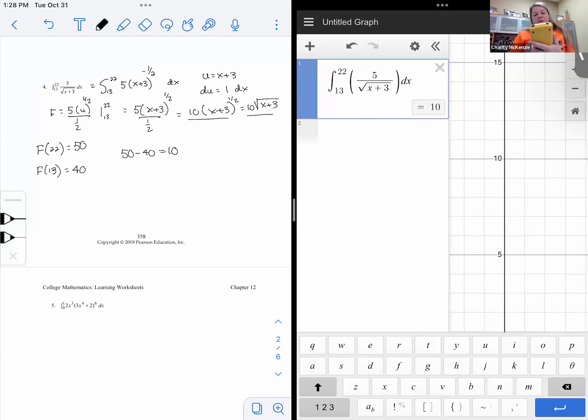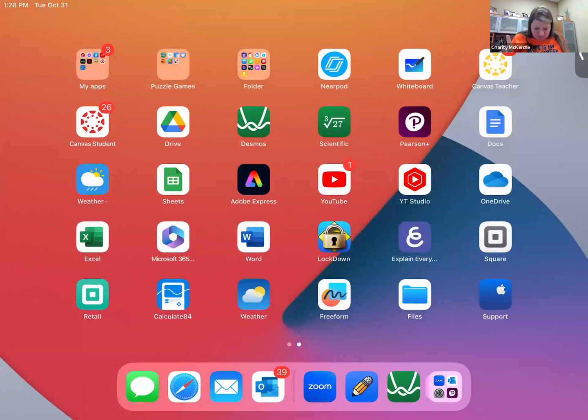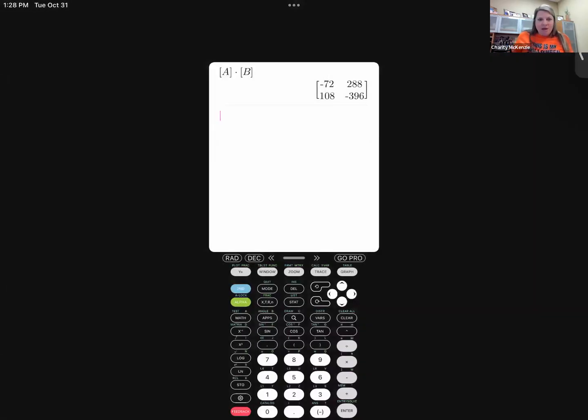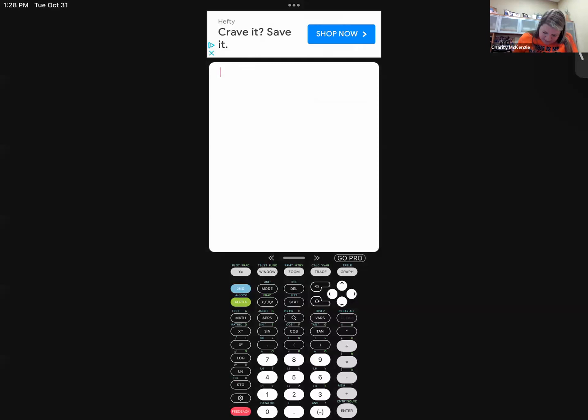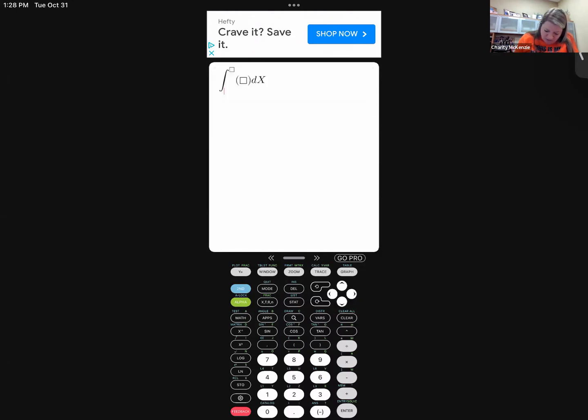In your graphing calculator, you're going to click, sorry, I have the graphing calculator app. Oh, hold on, where's it at? It was like calculate 84. Okay, so let me clear whatever I have on there. I'm going to go over here to math, and I'm going to go down to integral. Oh, it doesn't look very pretty. Oh, it does come up. Good, there we go.